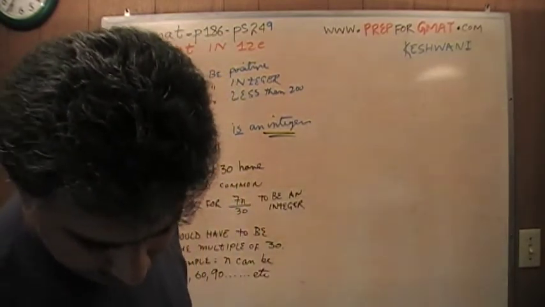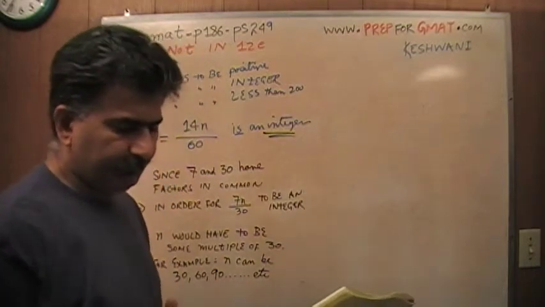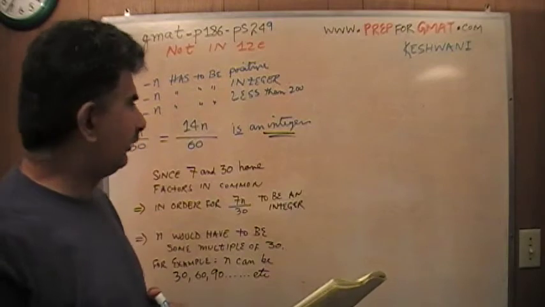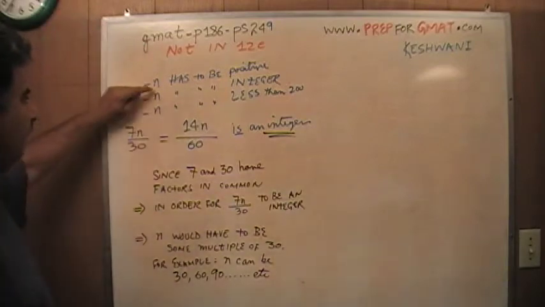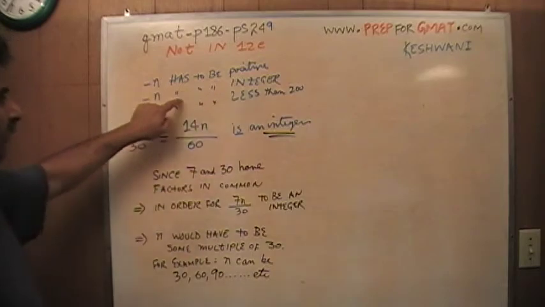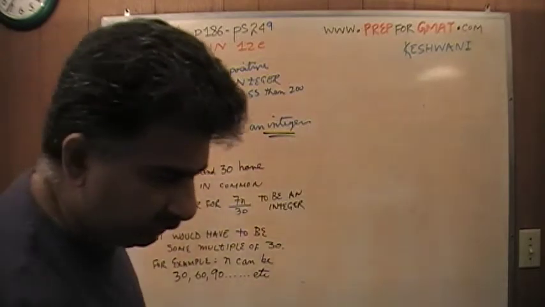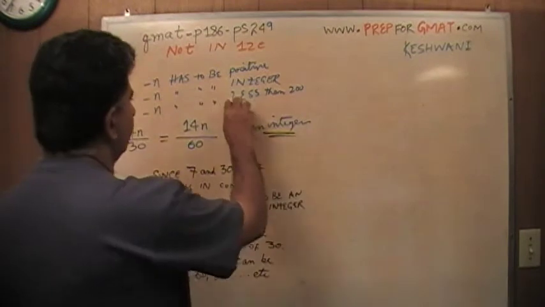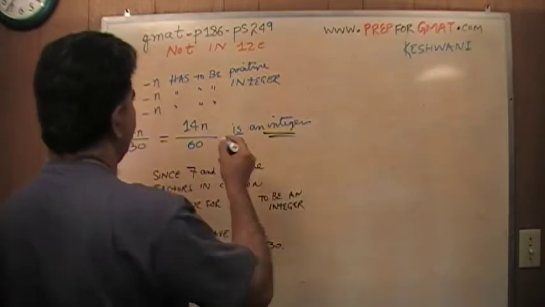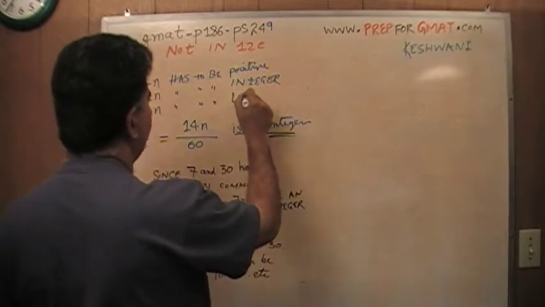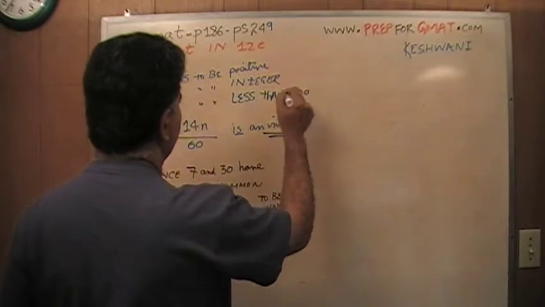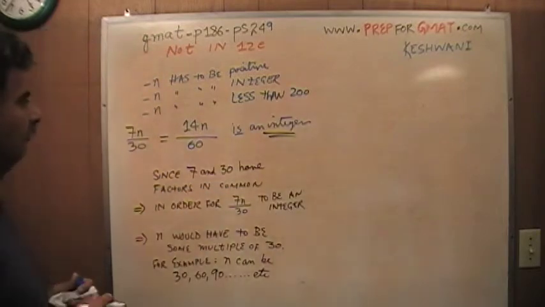Let's take a look. If n is a positive integer less than 200, there are three conditions we have to meet. First is that n, we are told, has to be positive. I'm told that n has to be an integer, and then finally we are told that it has to be less than 200. Let's rewrite this thing properly.